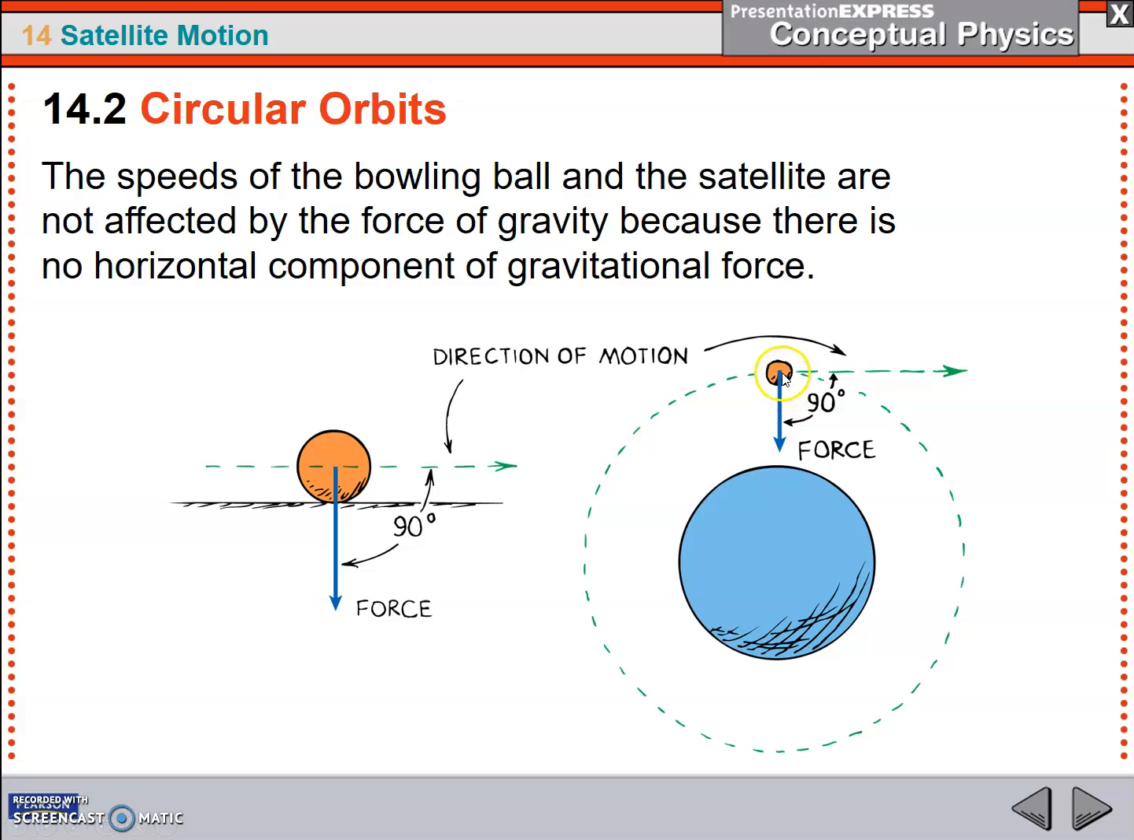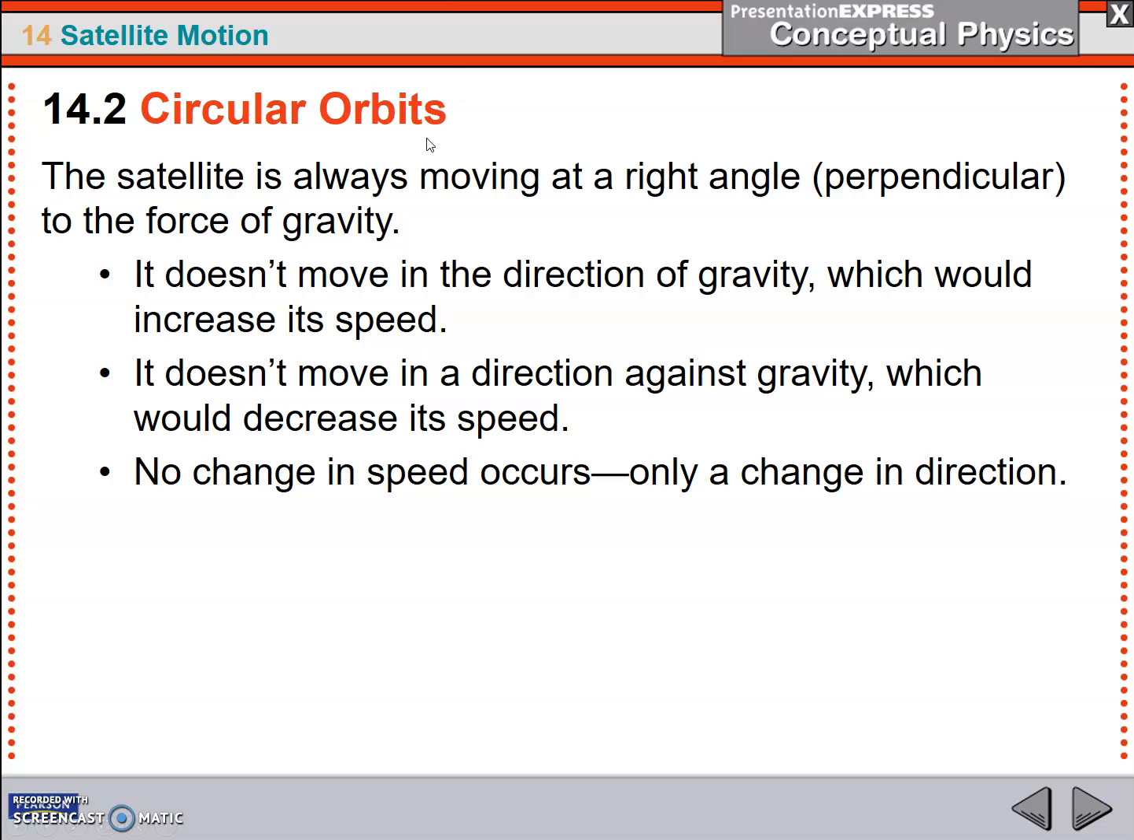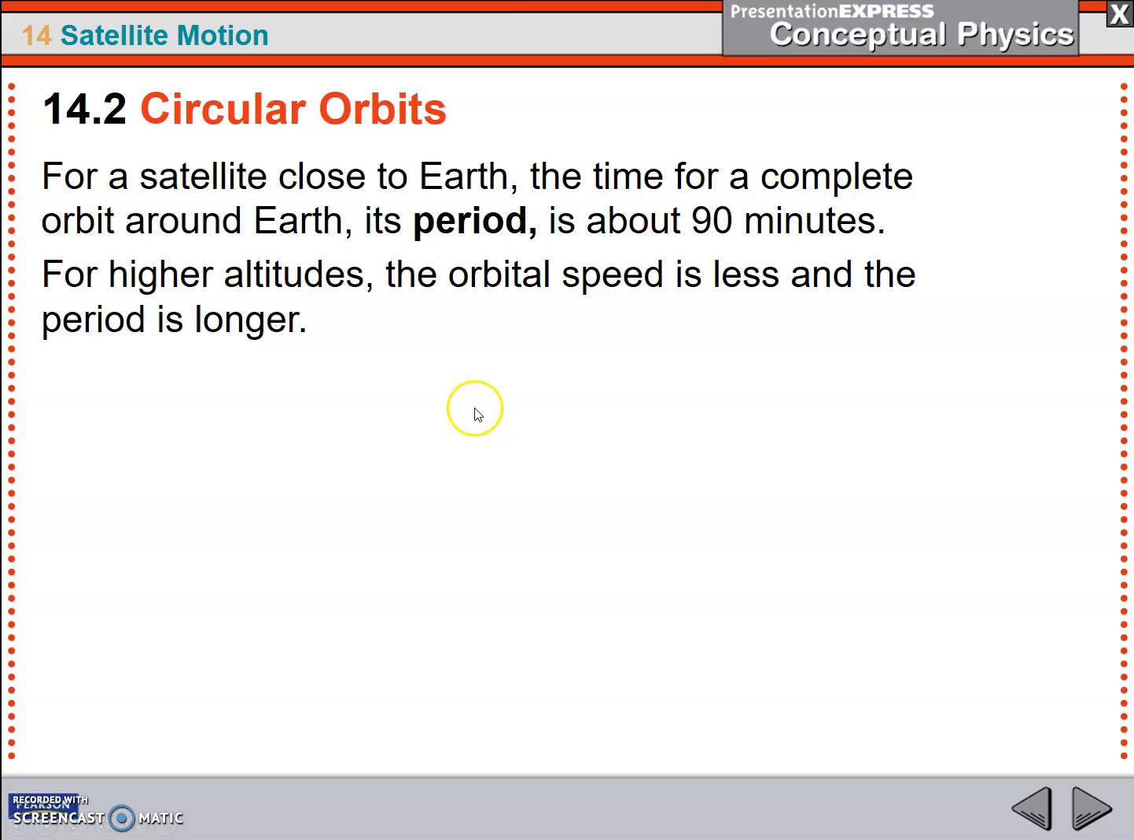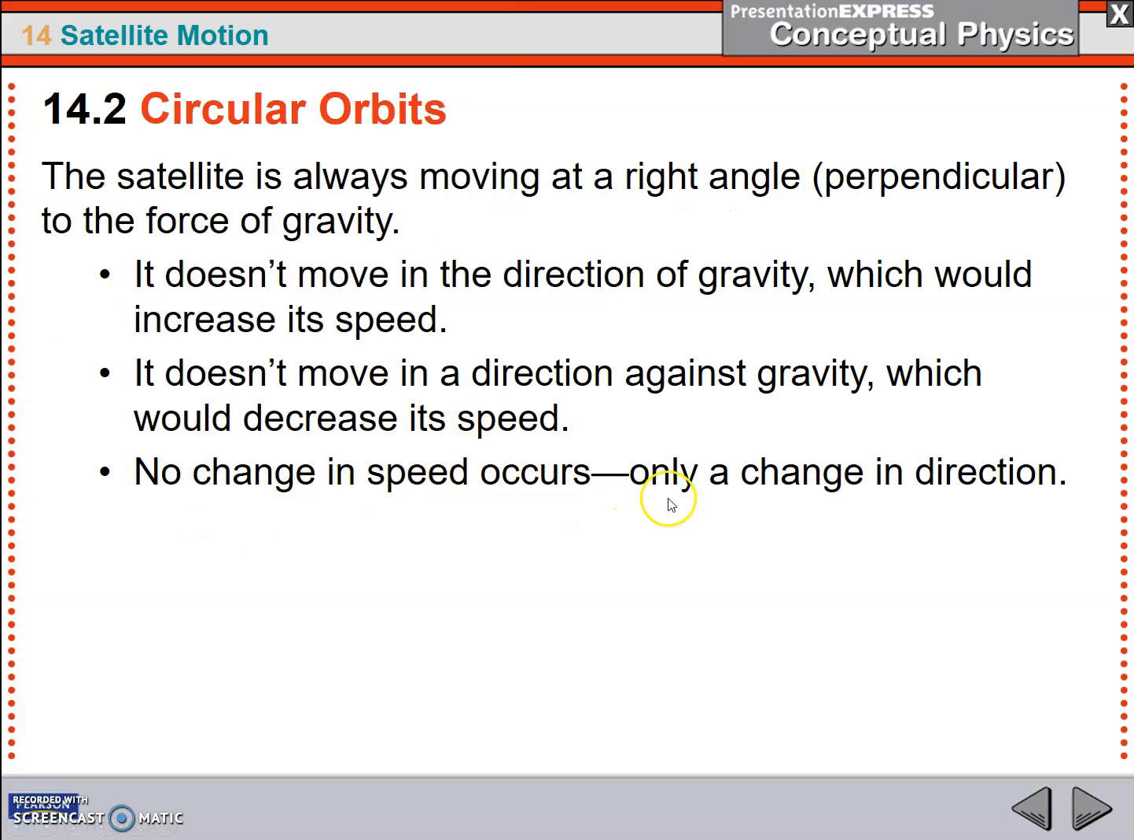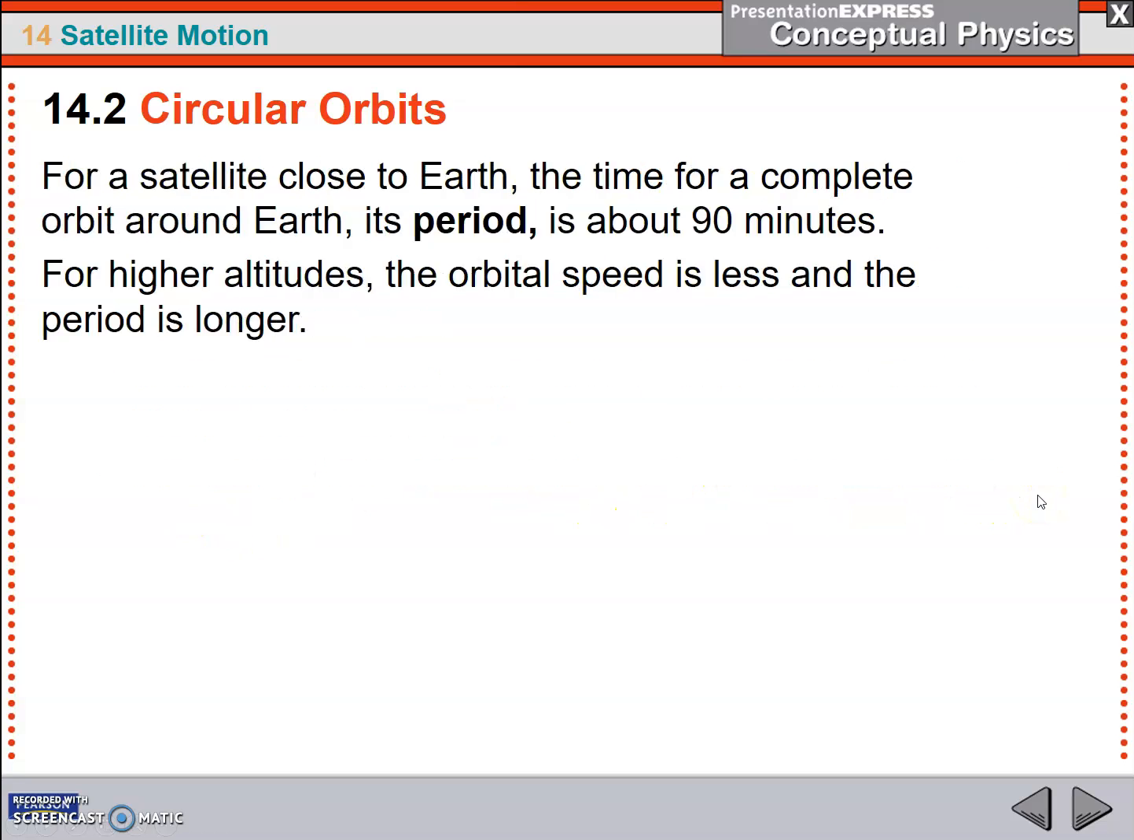So if this did move down some, well, gravity would be pulling it down, so its speed would increase. But its speed never changes. Its speed is perfectly constant. Its velocity changes, right? Because velocity is direction. So it's always changing direction around here, but the speed is exactly the same because it's in a circular orbit. So no change in speed occurs, only a change in direction. There we go.